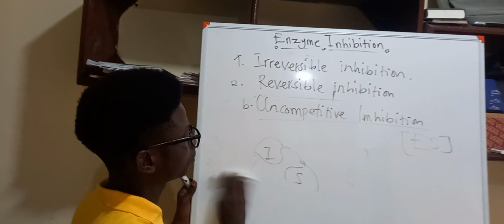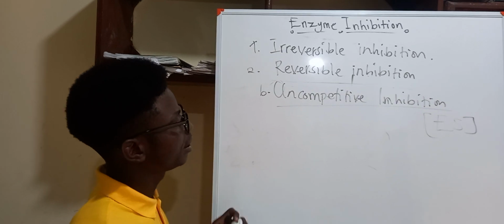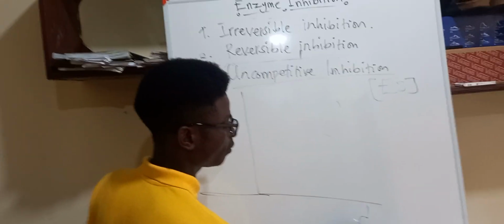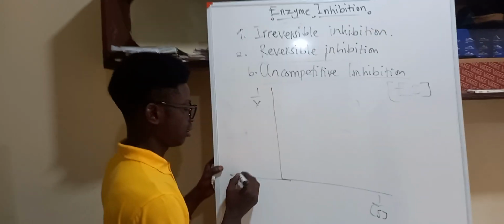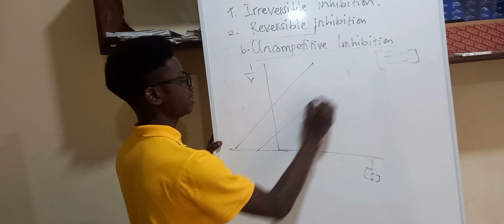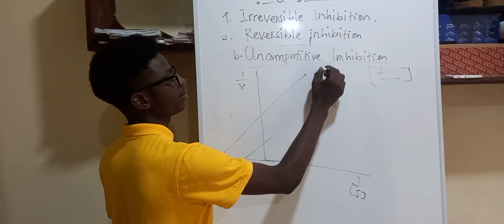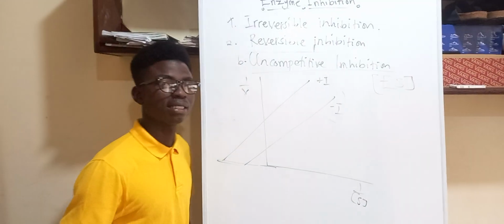Okay, so let's look at the graph for it. The graph is very simple. As I said, there is 1 over V and 1 over substrate concentration. The uncompetitive inhibitor graph is just this. The lines don't cross. This is when there is no inhibitor, and this is when there is inhibitor. So this is the graph for the uncompetitive inhibitor.